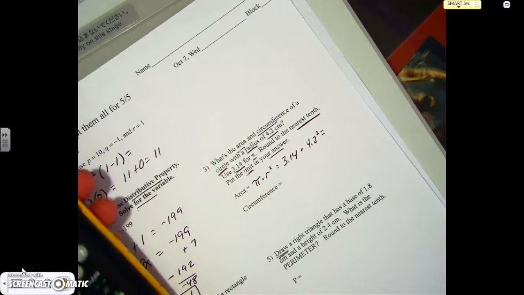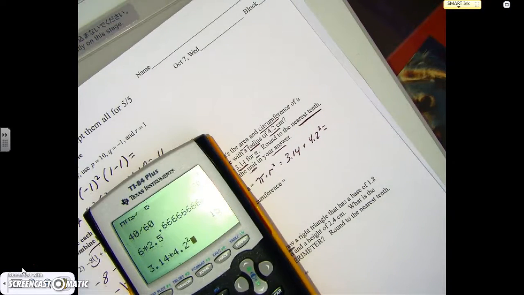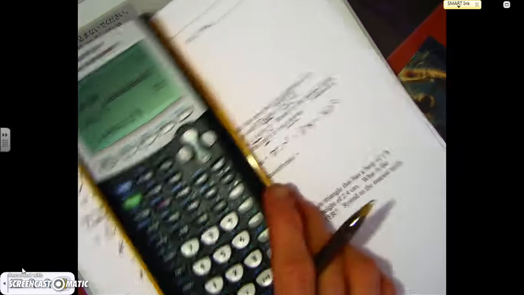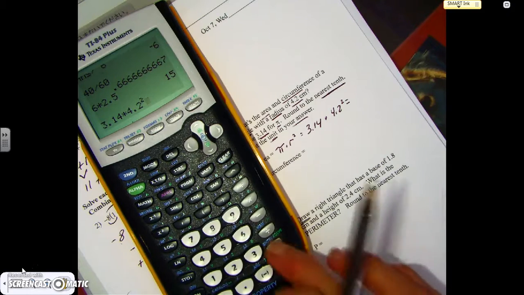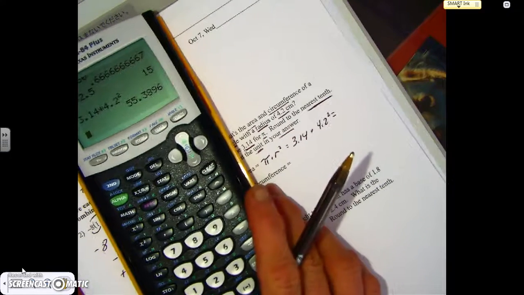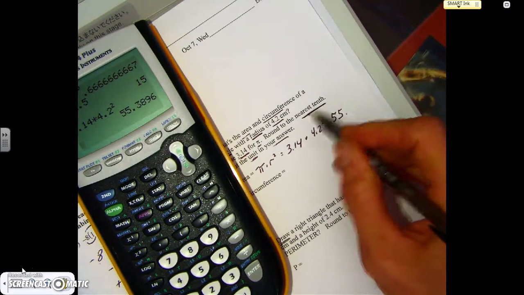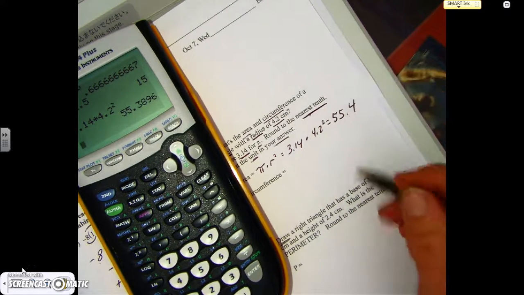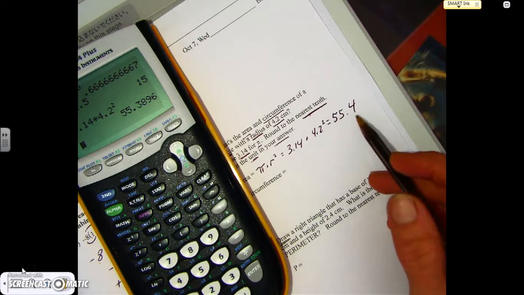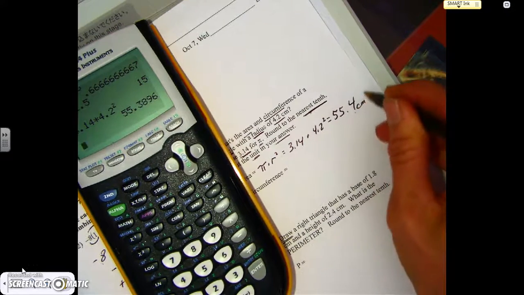Put that in the calculator, 3.14 times 4.2 squared. I like using the squared button because the other way is an extra step. Equals 55.389. It says round to the nearest tenth. The 8 makes the 3 round up to a 4, since 5 or more, you round up. So that 3 becomes a 4. And that's area in centimeters, so it's centimeters squared.